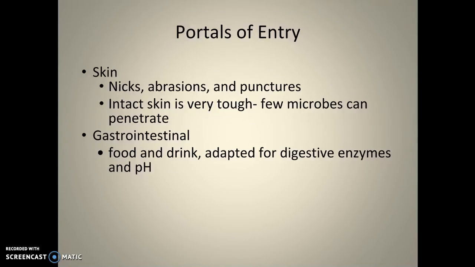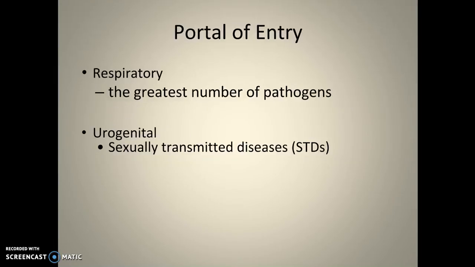Right, so you can enter in through the skin in terms of nicks or cuts or abrasions. The gastrointestinal tract, we can get a pathogen into the body by consuming food or drinking contaminated water. And these organisms specifically will have to be adapted to withstand low pHs, right? Because your stomach is full of stomach acid. So immediately most organisms that you consume are going to die upon entering into your stomach. But some pathogens can withstand the pH of your stomach.